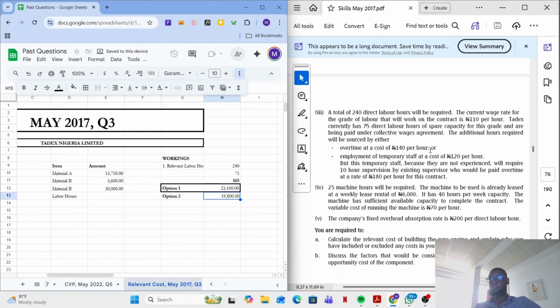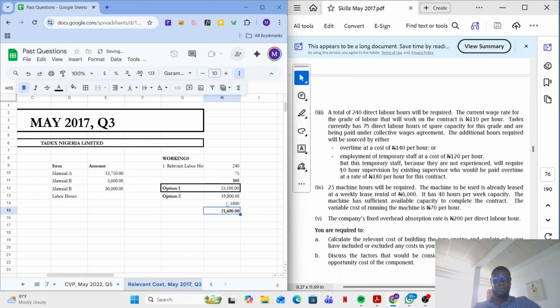And then the person will require 10 hours of supervision by an existing supervisor who will be paid on overtime. So there will still be a supervisor supervising the person at 180 naira for 10 hours. So the supervisor will also collect money, which will be 10 hours times 180 naira. This will form the amount that the supervisor would collect. So we can now add this together to know exactly what the total cost of option two will be. Now, note that this is a cost.